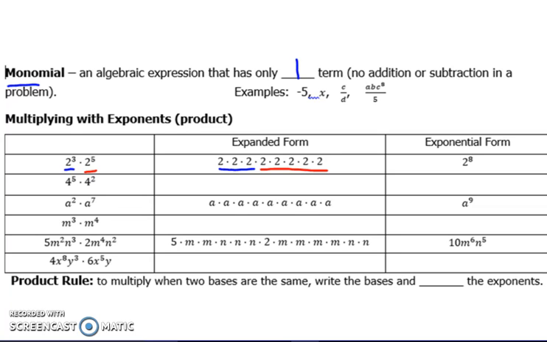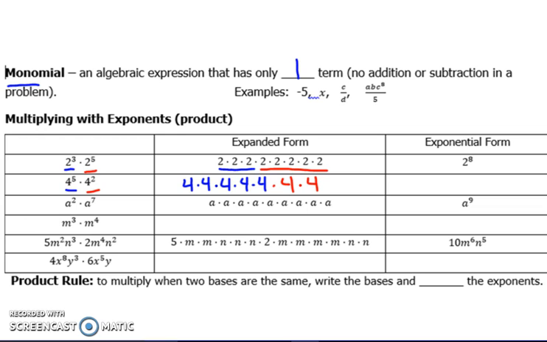So, if we look at our second one, we have 4 to the 5th. That means I'm going to have 4 times 4 times 4 times 4 times 4. I need it 5 times. My exponent for the second one is 4 to the second power. So that means I need it 2 times. That exponent just tells me how many times I'm multiplying.